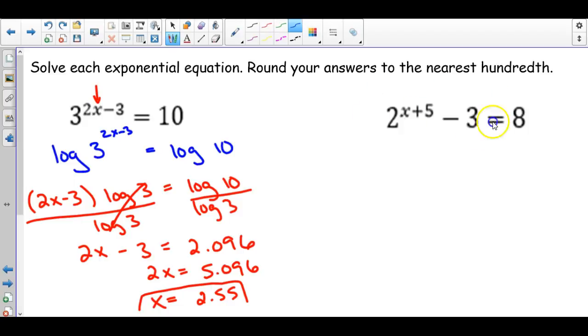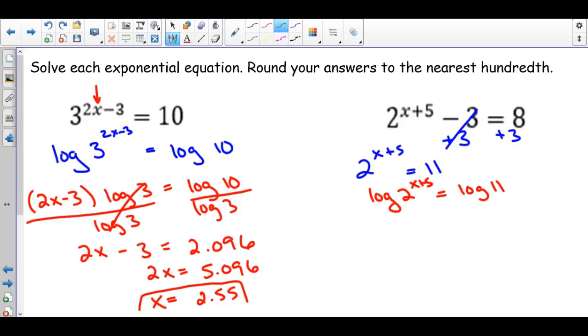In this next one, instead of logging both sides first, what I'm going to do is add 3 to both sides, and that's going to go away. And I'm going to have 2 to the x plus 5 is equal to 11. And now it becomes a problem like the one that we just did, where I can now log both sides and say log 2 to the x plus 5 equals log 11. And apply that same property from before of swinging the x plus 5 down as a coefficient to the log.